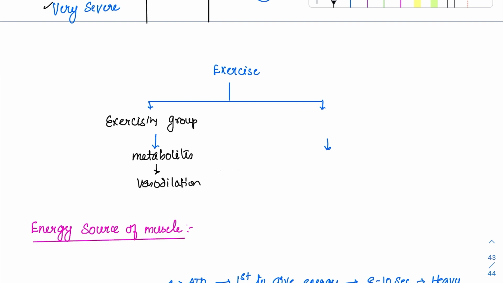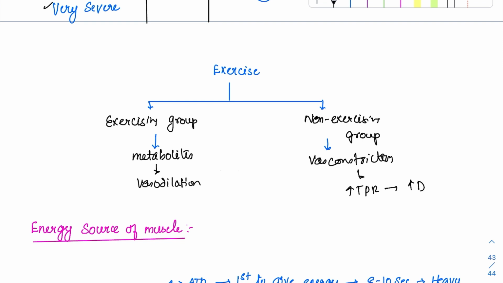And the rest of the group, for example, whenever you are exercising, your GIT will not be functional, your renal system will not be working. So the blood supply there, the splanchnic circulation, will be diverted to the area where it is required. So that group is called the non-exercising group of muscles. What happens in the non-exercising group? They go for vasoconstriction. Whenever this vasoconstriction is happening, what will happen? There is an increase in TPR and the diastolic BP can increase.